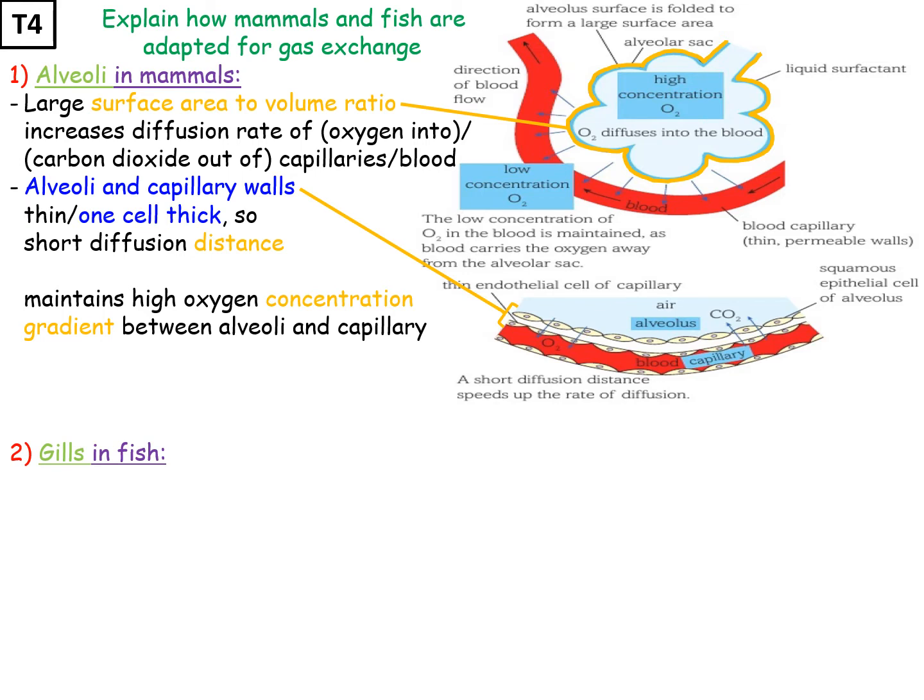And then in terms of the concentration gradient, to maintain the high oxygen concentration gradient between the alveoli and capillary, we have a continuous blood flow. And that means that the blood that is being oxygenated flows away in the capillary such that it takes away the oxygen. So you're always maintaining that concentration gradient between the alveoli and the capillary.